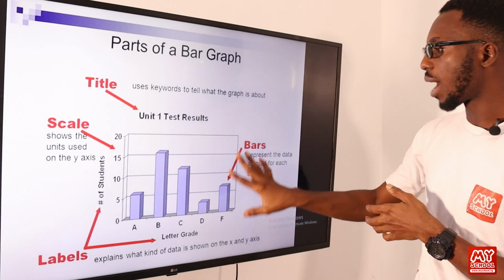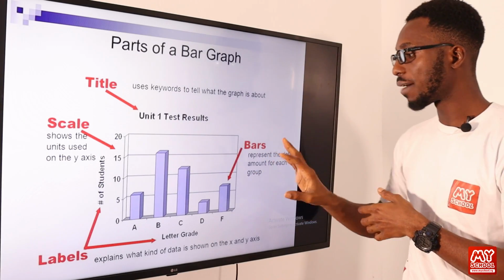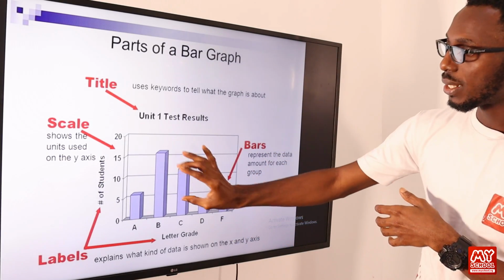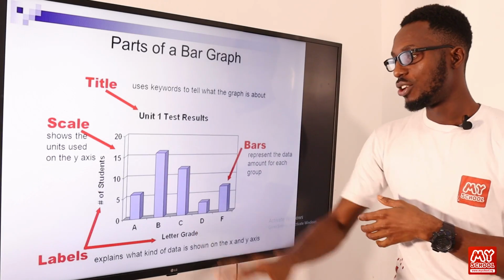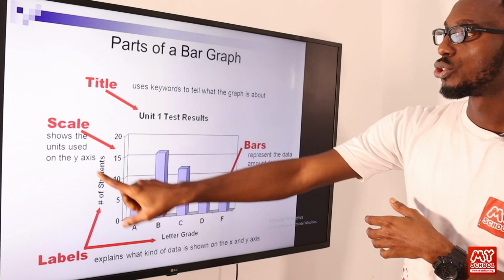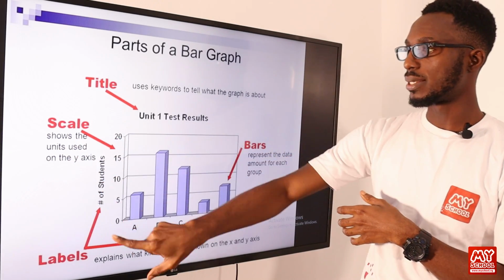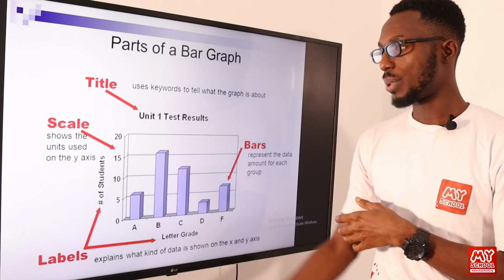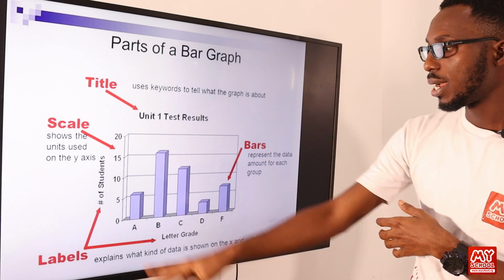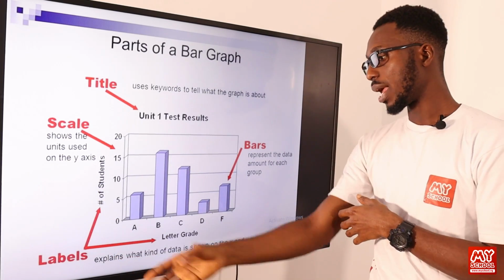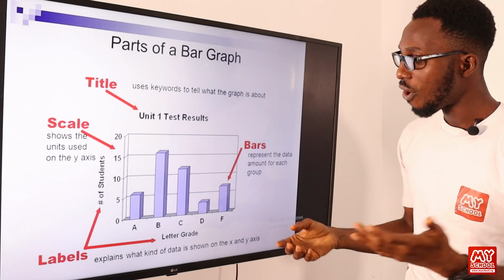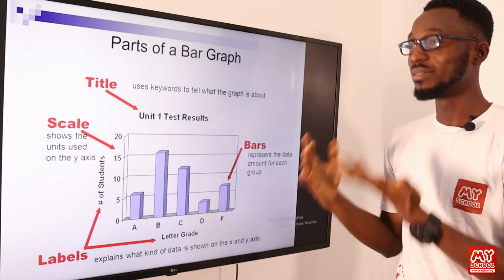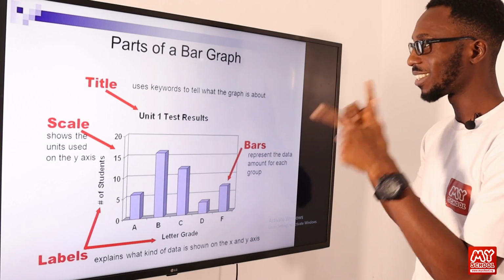Then you can see we have your bars. These represent the amount of data for each group, and these are vertical bars. Then you have the scale, which shows the units used on the axis. You can see the interval here is 0 to 5, which is 5. This is where you have your frequency. Then you have your labels, which explain what kind of data is shown on the x and y axes. These are just emphasis. Let's move to the next slide.